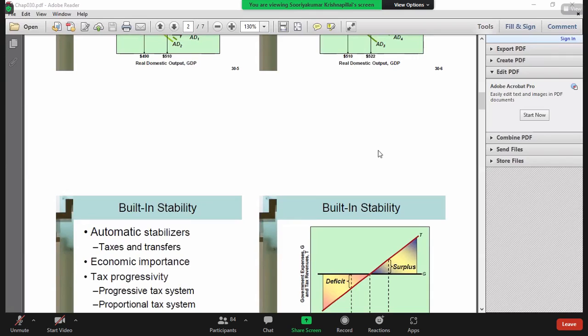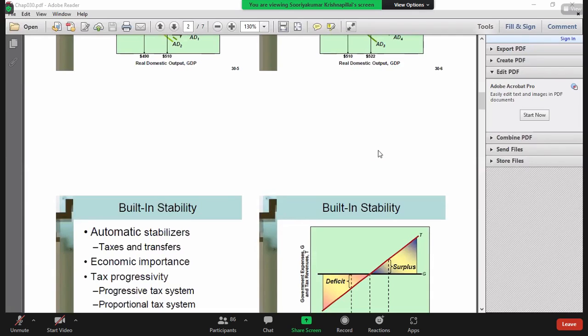But some are passive fiscal policy, the non-discretionary fiscal policy. That is, government is not doing anything, but our tax system creates this fiscal policy, passive, automatic. So it is an automatic stabilizer. So taxes and transfers. Government has different tax systems.